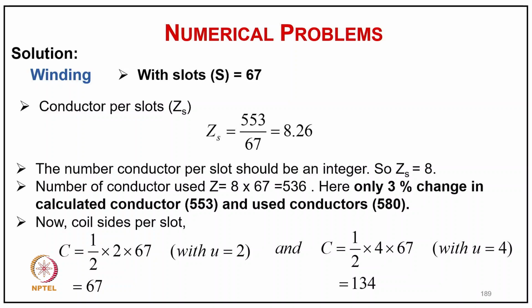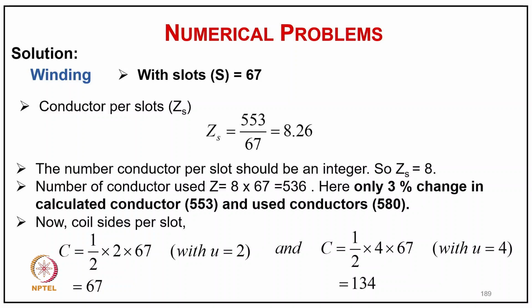Now coming to the slot equal to 67, the conductor per slot ZS is equal to 8.26. The number of conductors per slot should be an integer, so ZS is equal to 8. The number of conductors now used is 8 into 67, so it comes to 536. So there is only a 3% change from the calculated conductors 553, and 580 should be used.